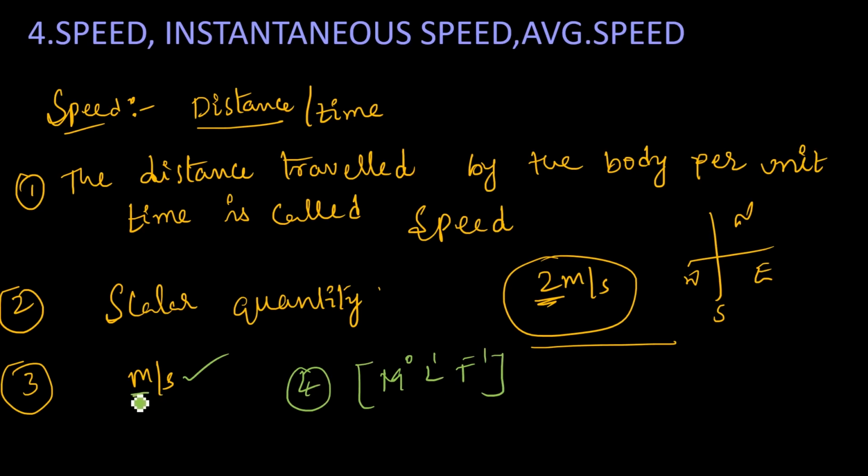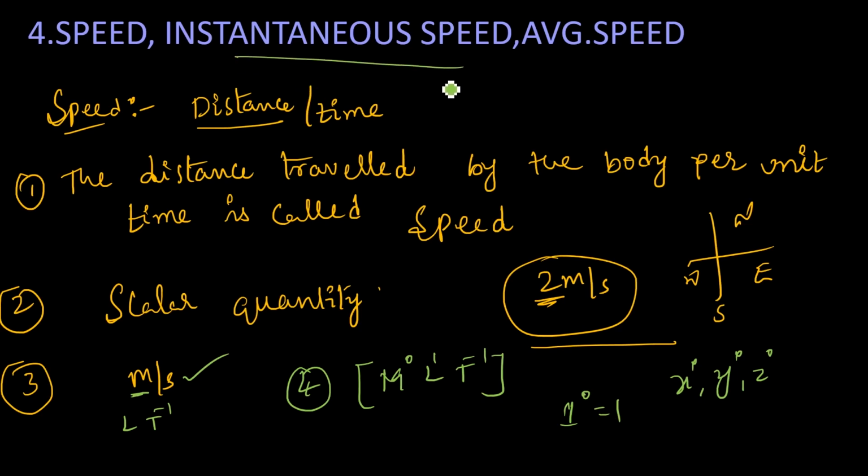Here you can take meter, that is length, and time. If time goes down, it will go up, so we get L T power minus 1. Mass is not there, so M power 0. Any variable with power 0 is equal to 1. So that is about speed.